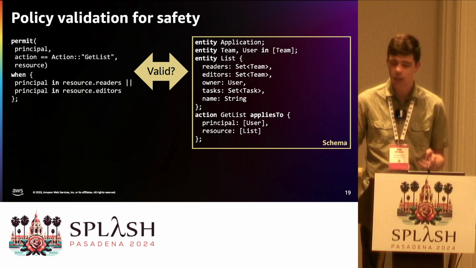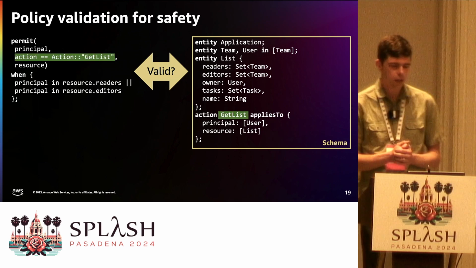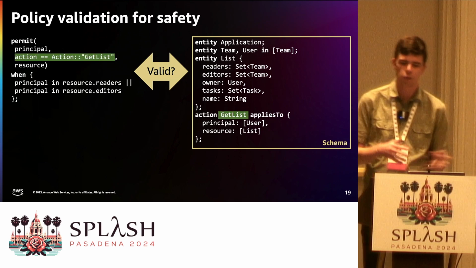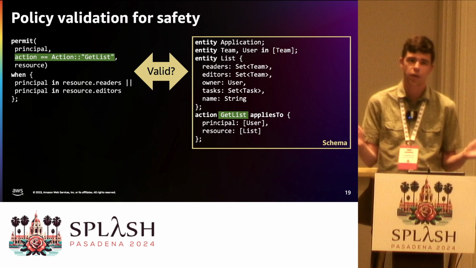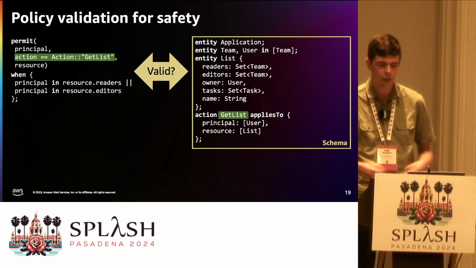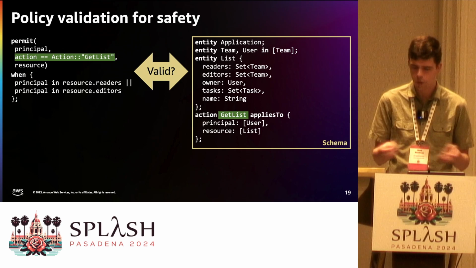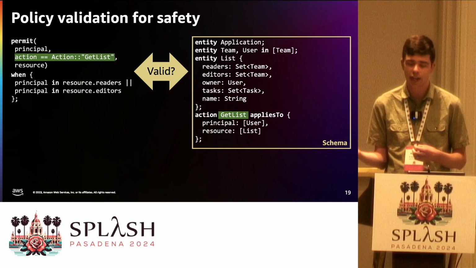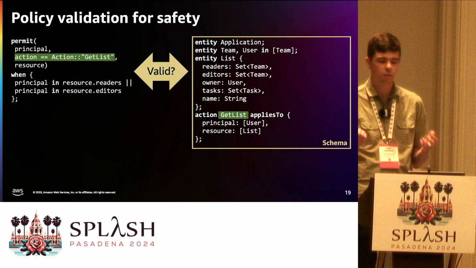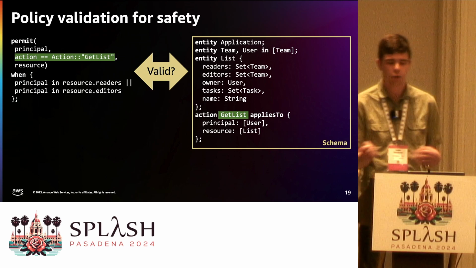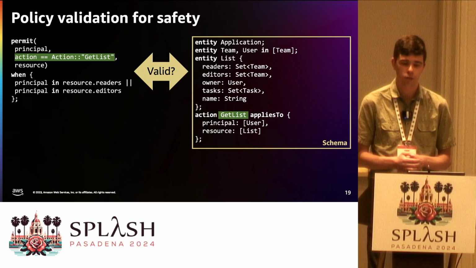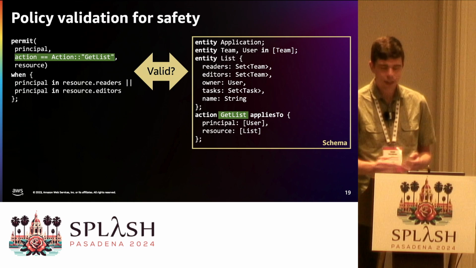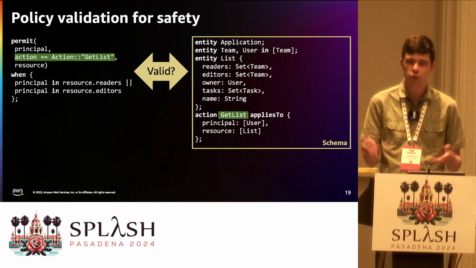So let's validate this policy. We see that the policy refers to an action called getList. So we look that up in the schema, and sure enough, there's a declaration for an action called getList, so that's valid. And furthermore, the schema tells us what principal and resource types are allowed to be used with that action. So here we see that the principal type must be user, and the resource type must be list for this action. That allows us to type check occurrences of principal and resource elsewhere in the policy.